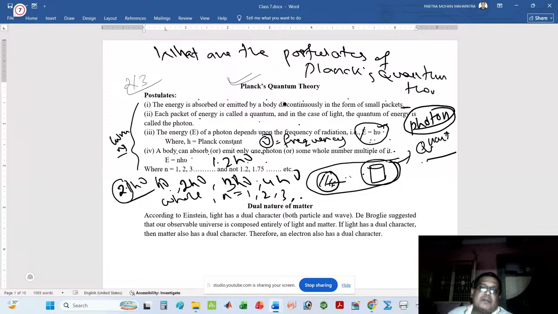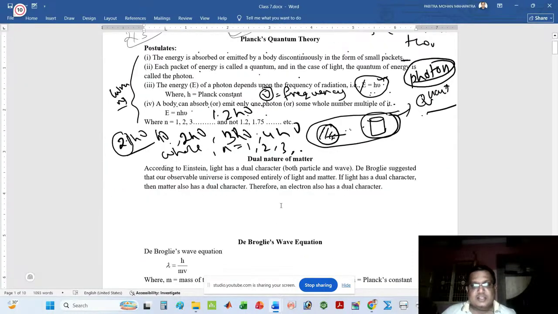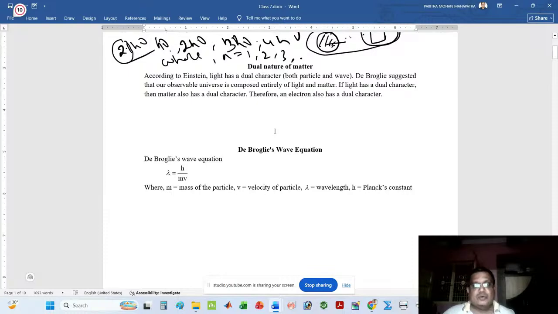This is all about Planck's quantum theory. If you write 4 points in the answer sheet, then you will get 3 or 2 marks. Next, move to the dual nature of matter. What is the dual nature of matter? Remember, dual nature of matter means you generally think about the wave character. One is the particle character, and the second is the wave character.